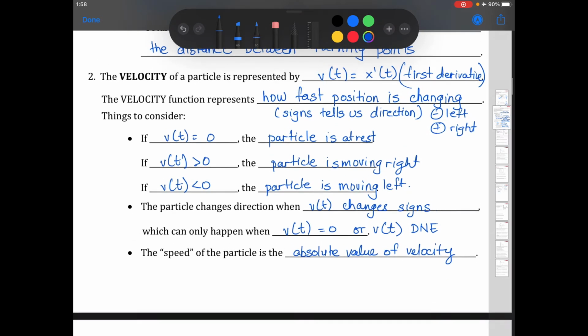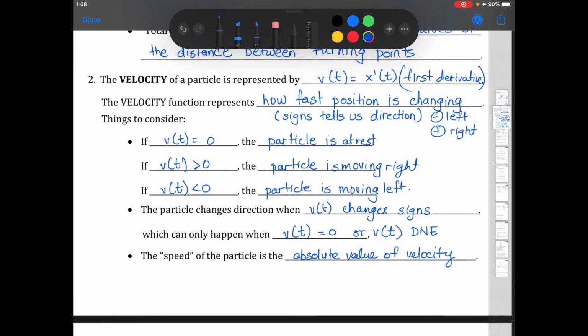So the velocity function represents how fast position is changing. The sign of the velocity tells you whether you're going to the left or right. If it is negative, you're going to the left, and if it's positive, you're going to the right. If your velocity is equal to 0, the particle is at rest. If your velocity is greater than 0, your particle is moving to the right. If velocity is less than 0, the particle is moving to the left.